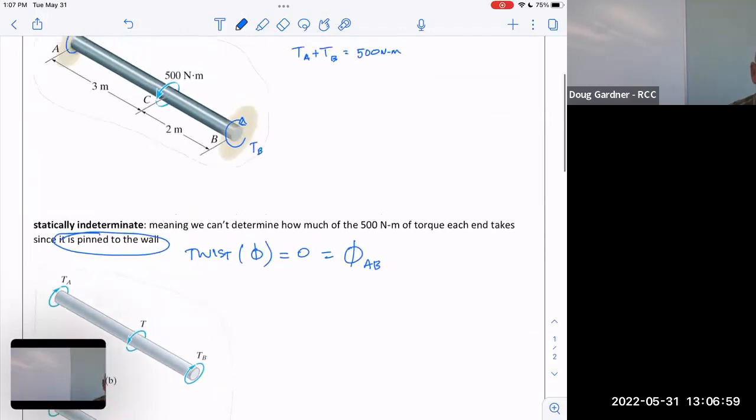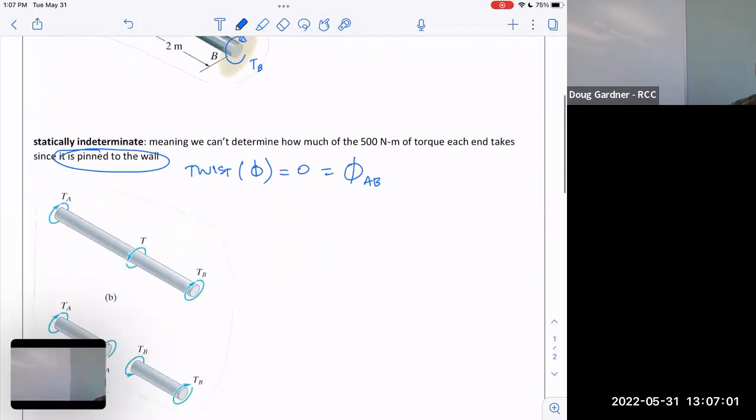But if I label this point in the middle C, as they labeled it up there, does it make sense that the twist from A to C is not going to be 0? And neither is the twist from C to B.